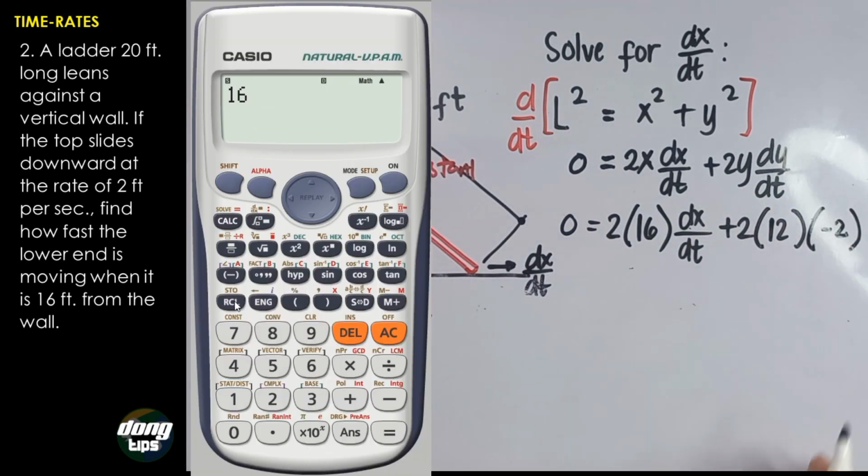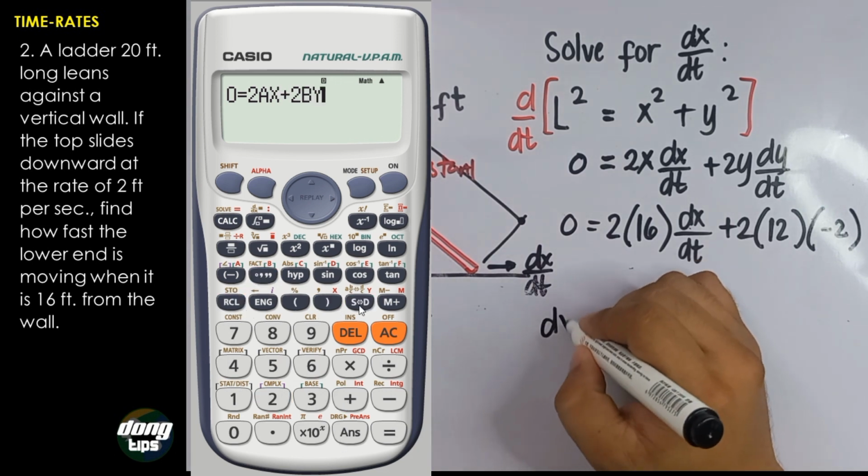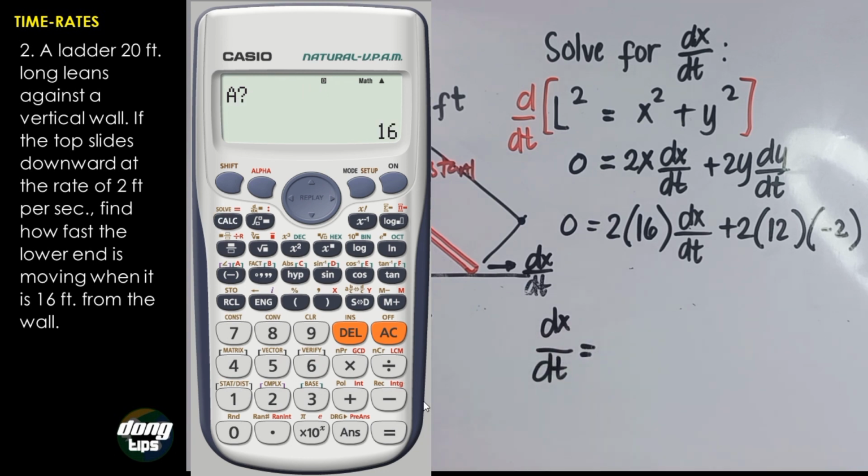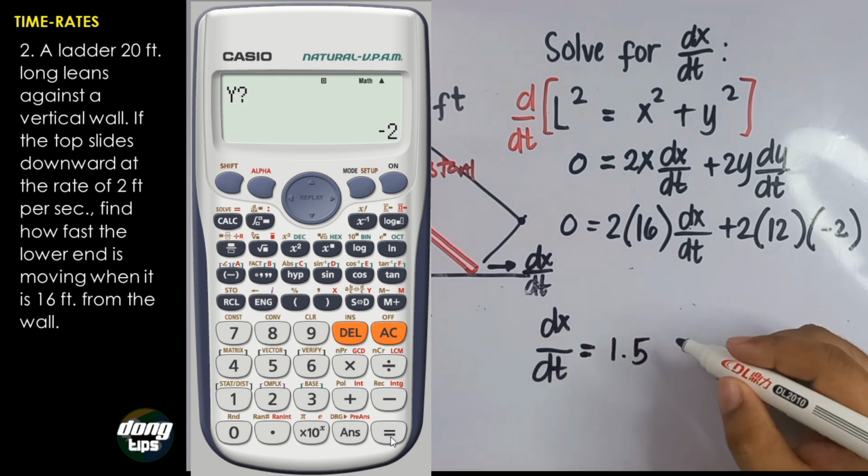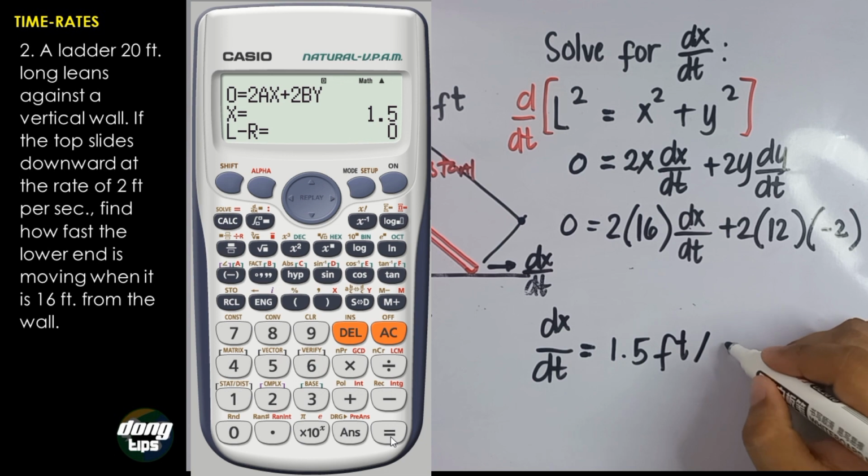Let's use our calculator to solve for the rate of x. Store the given values to your desired locations. Then, type your equation with dx over dt as x. Shift, solve, check the values, solve for x, and the answer is 1.5.